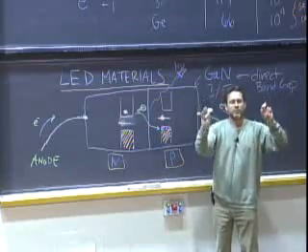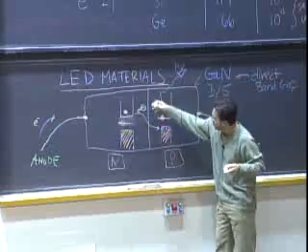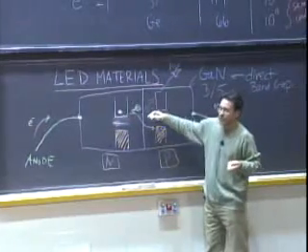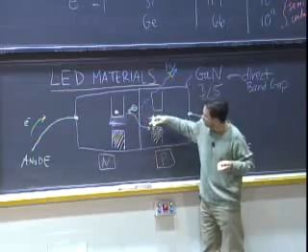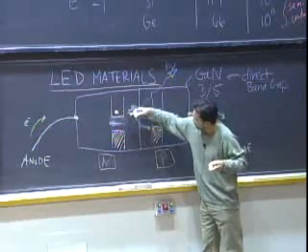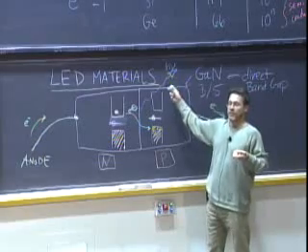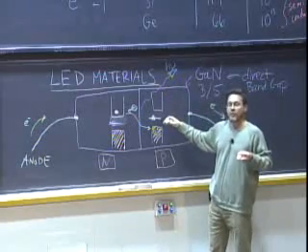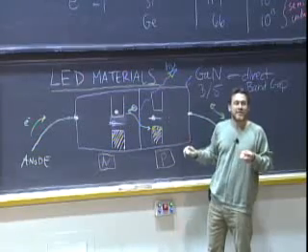So electrons are just moving across this interface, dropping down in energy. As they drop down in energy, a photon with the energy of this difference, the gap of this material, is released for each electron that transits this barrier. And that's the principle of an LED.